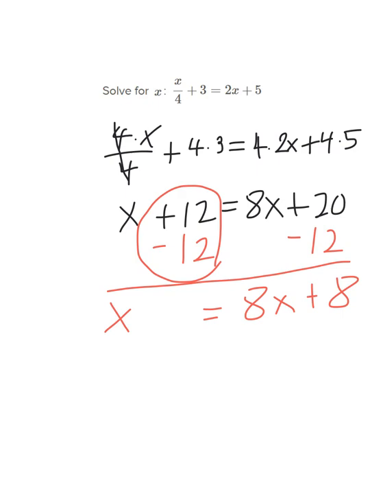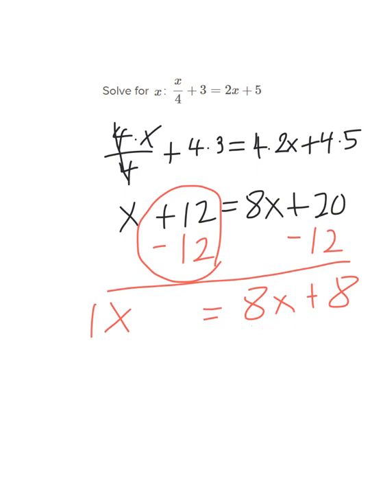And then what to do here? I know a lot of you are going to want to subtract 1x from both sides. But if you do that, then we're going to have 0 on one side of the equation. So I recommend that you don't do that. Try to stop getting a 0 on one side of the equation, at least for now. So instead of subtracting 1x here, I would subtract 8x here.